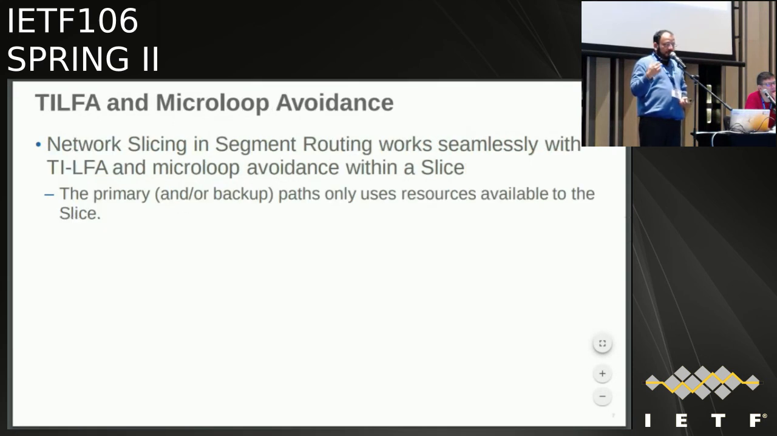Then we have the notion of TI-LFA and micro-loop avoidance. But the beauty here is that when we do TI-LFA for flexible algo, the backup path only uses the resources that belong to that algo. So primary and backup both use an individual slice of the network.